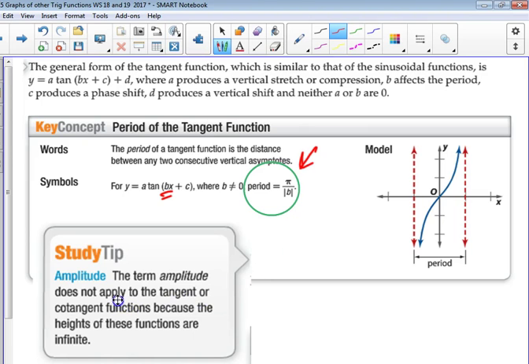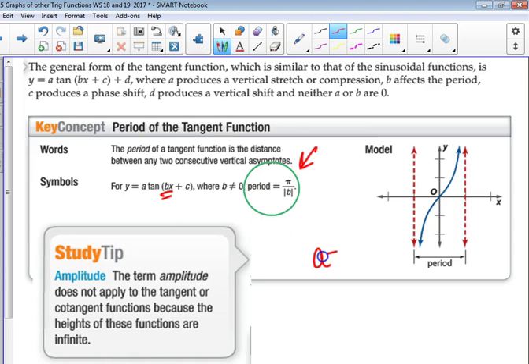But look here, guys. It says the term amplitude does not apply to tangent or cotangent because the heights of these are infinite. The definition of amplitude is max minus min divided by 2. There's no max or min, so there really is no amplitude. So what does A do? It still does something to the graph.